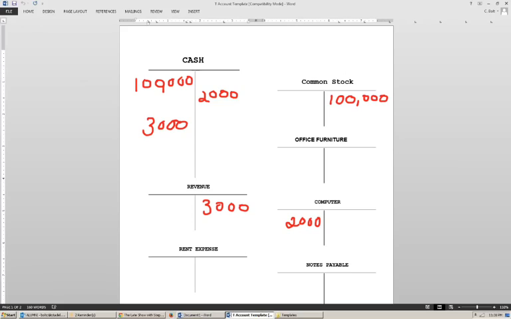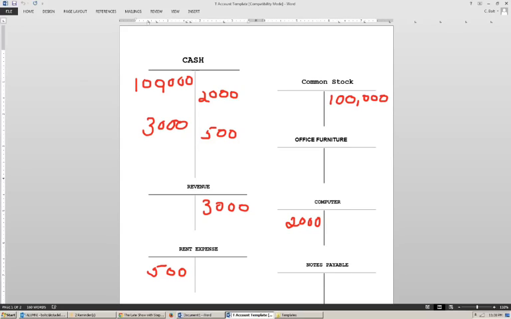Let's say now that we pay our rent expense for $500. We'll record that rent expense. It's a debit because rent expense makes stockholders' equity go down. It has a debit to increase. And we paid it with cash, so our cash goes down.